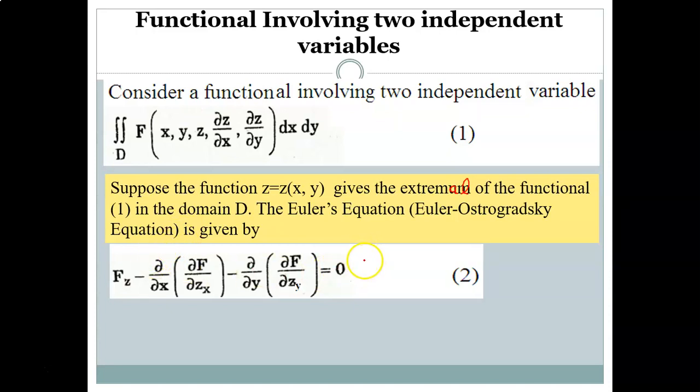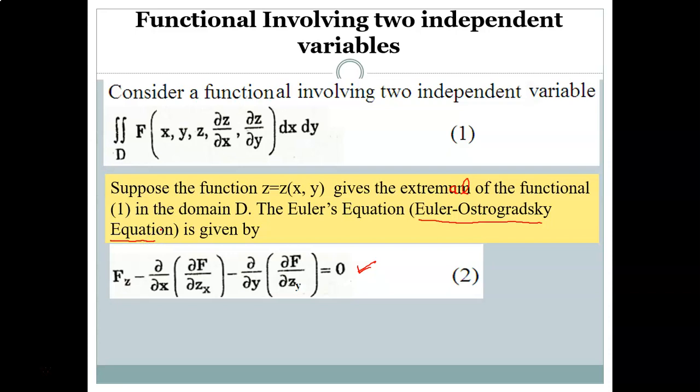We are skipping the proof here. You can directly remember it from the numerical point of view, that this is the Euler equation in this type of situation when the functional is given in this form. And this equation is also known as the Euler-Ostrogradsky equation.